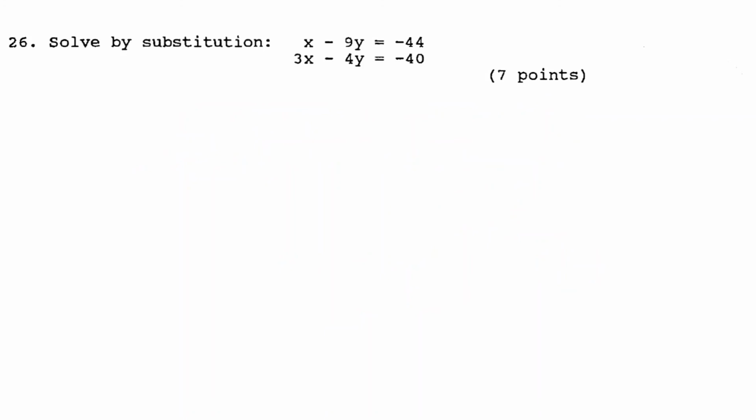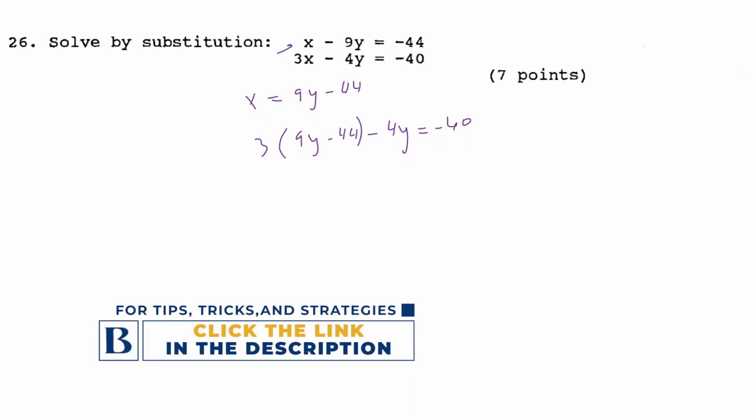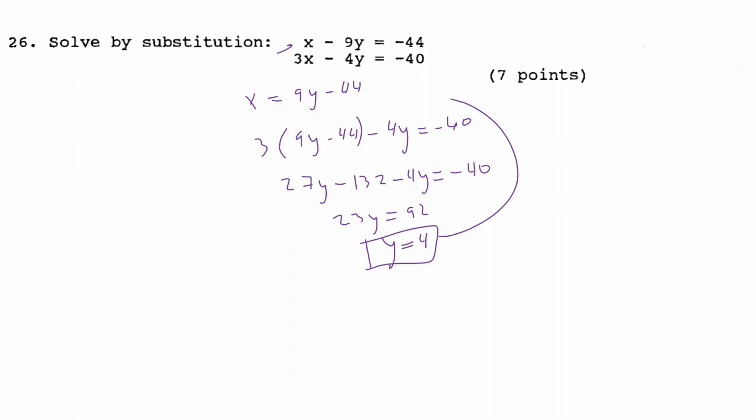Next, solve by substitution. Okay. So for the first one, what I would do, I would just solve x equals 9y minus 44. And then 3 times 9y minus 44, minus 4y is equal to negative 40. Alright, so let me just multiply it out. So 27y minus 132 minus 4y is equal to minus 40. So it's 23y is equal to 92. So y is equal to 4. Boom. And then I'm just plugging it in here to get x. So x equals 36 minus 44, which is minus 8. So my answer is negative 8 comma 4.